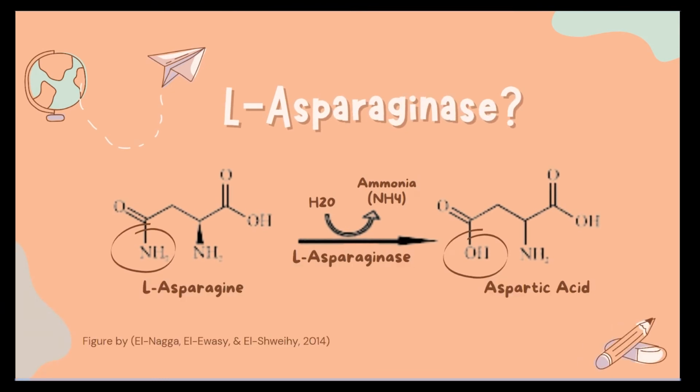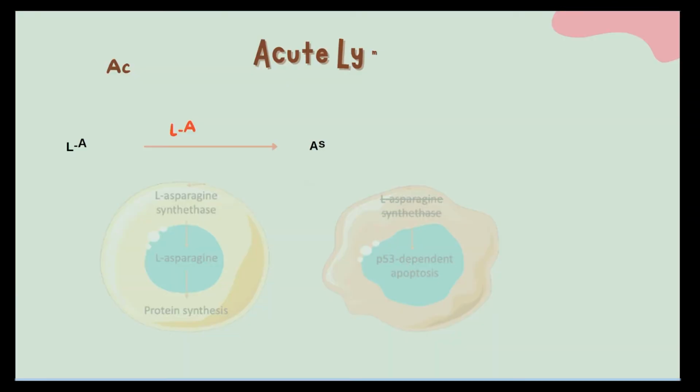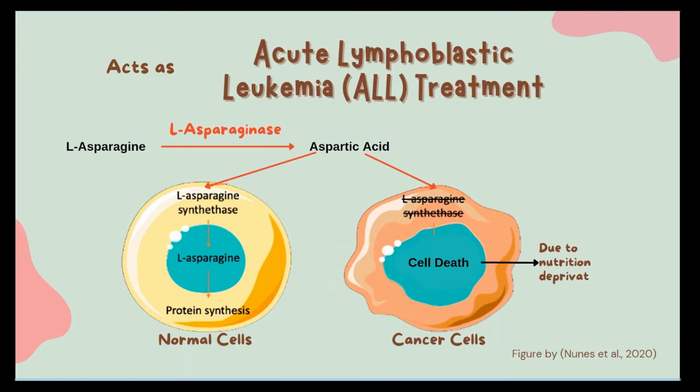It is an enzyme that is able to catalyze the hydrolysis of the amino acid L-asparagine to aspartic acid and ammonia. The addition of water to the L-asparagine structure causes ammonia to fall out, thus creating a structure of aspartic acid. The enzyme is most famous for its success as a treatment for acute lymphoblastic leukemia, a type of cancer.